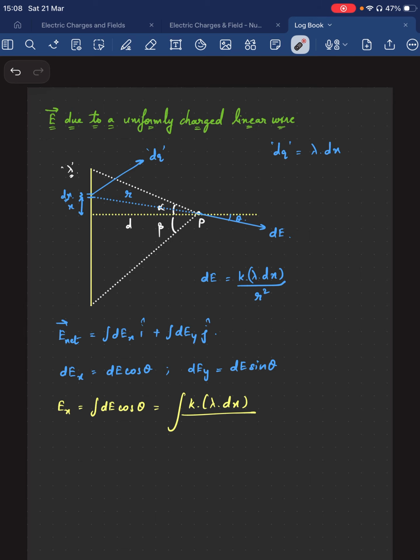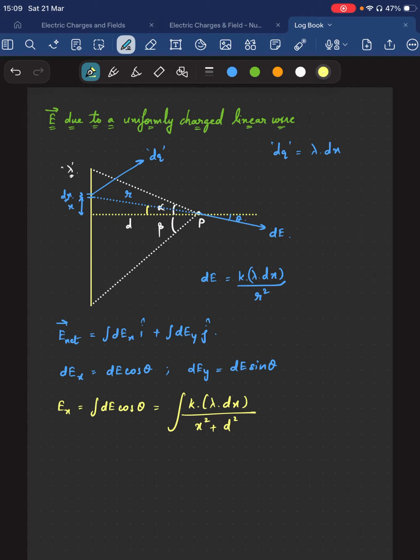R is the hypotenuse in this right angle triangle. So r will be equal to under root of x squared plus d squared. But since we need a square of it, this will just be k lambda dx divided by x squared plus d squared, multiplied with cos theta, right? So this angle is theta. So this angle will also be equal to theta itself.